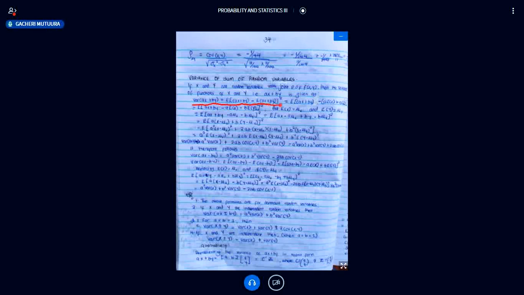The variance of ax plus by will be the expected value of ax plus by minus the expected value of ax plus by, all that squared. Then from there, we are just spreading this expected value of ax plus by. We spread the expected value inside this bracket. So you're going to have a expected value of x plus b expected value of y, which will now yield this second part of the equation.